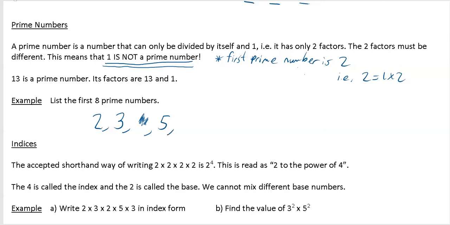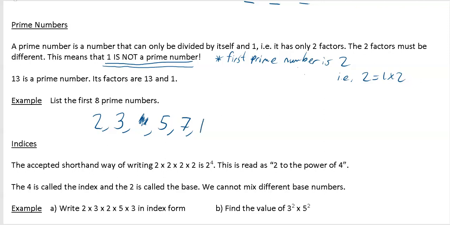6 is the next number. We've just said even numbers aren't going to be prime unless it's 2. We'll move past 6 on to 7. And 7 can only be divided by itself and 1. 8 is the next number, but 8 is an even number, so not prime. Next number is 9. 9 can be divided by itself. It can be divided by 1, but it can also be divided by 3, so 9 is not prime. 10 is an even number, so that's not a prime number.